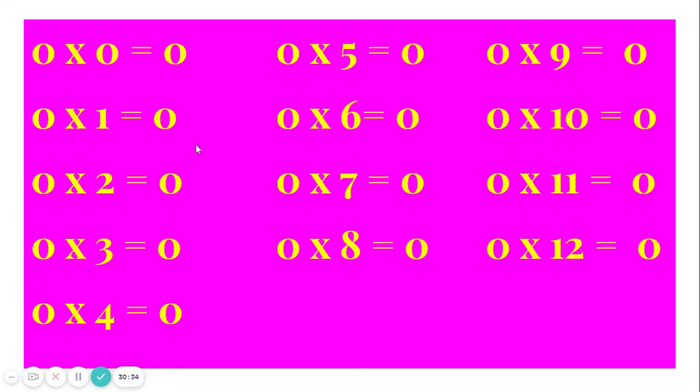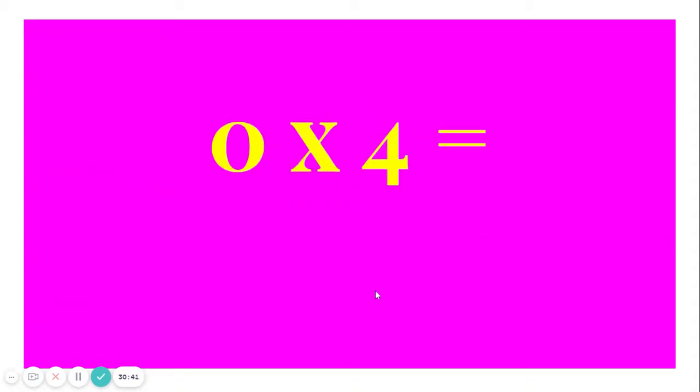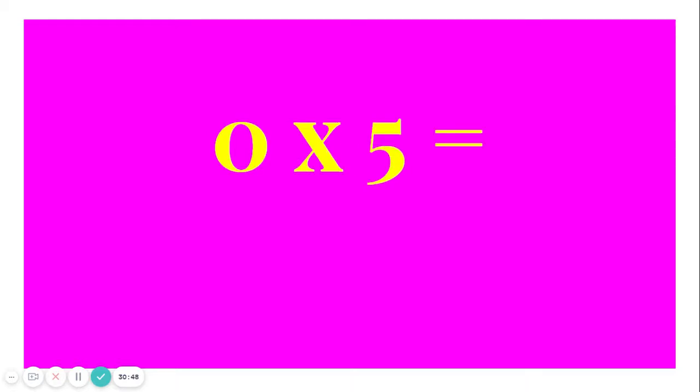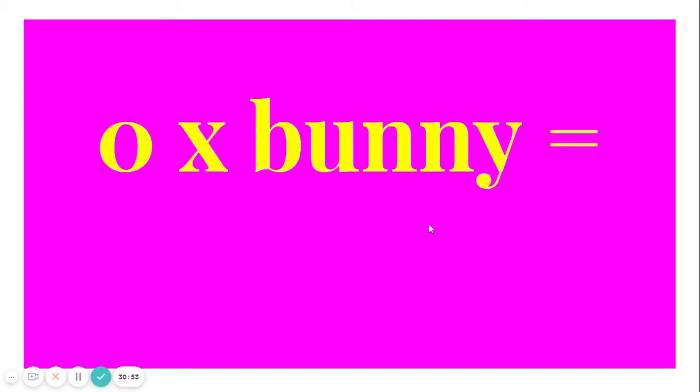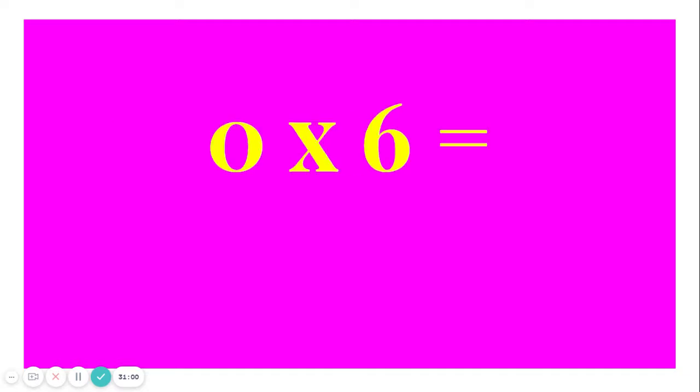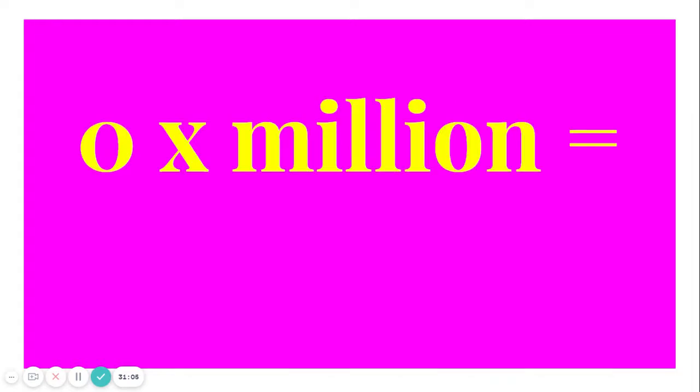All right, let's look at the pattern of zeros. Ready? Here's all of our zero facts. Anything times 0 is 0. Do you see it? All right, let's look at 0 times 4. What is it going to be? 0. 0 times 5, 0. 0 times bunny. If I have 0 bunnies times 0, I have 0. 0 times 6, 0. A million times 0, 0.